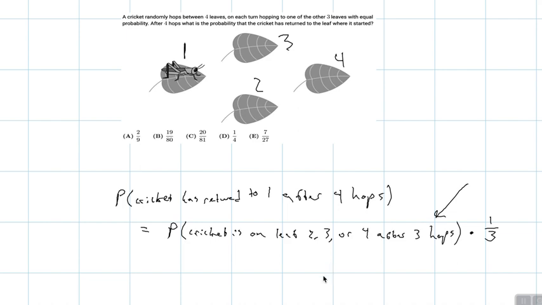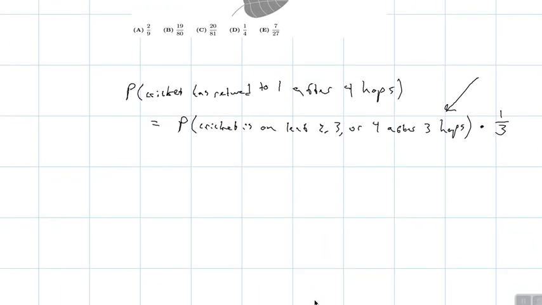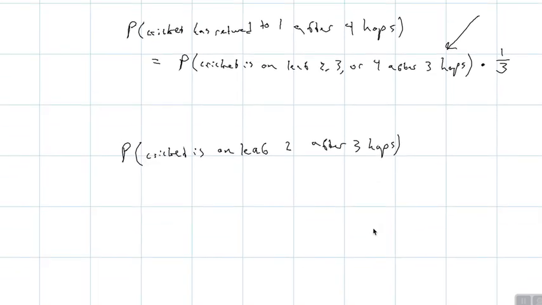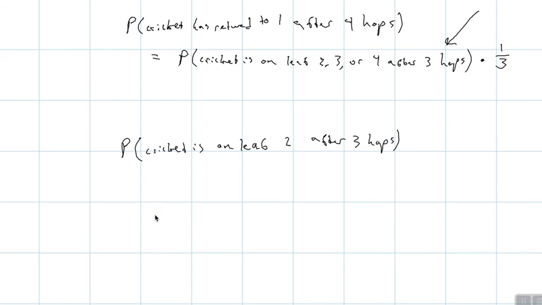So we can start with the probability the cricket is on leaf 2 after 3 hops. Going through these scenarios, we can name them all. It goes from leaf 1 to 3 to 4 to 2 is one scenario. That's 3 hops getting to 2. We go from 1 to 4 to 3 to 2.